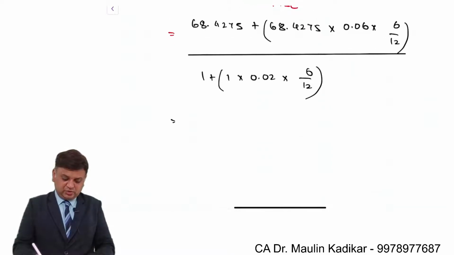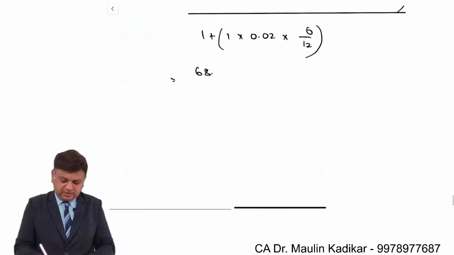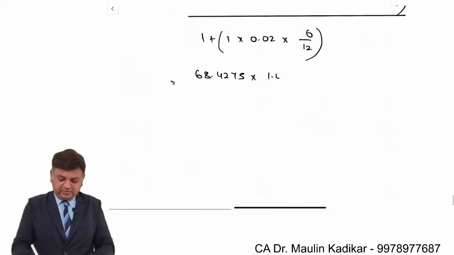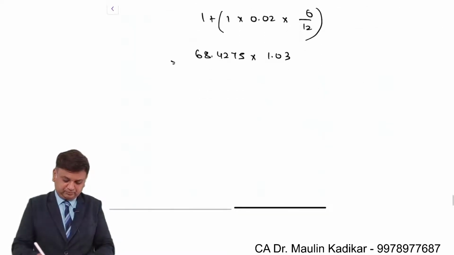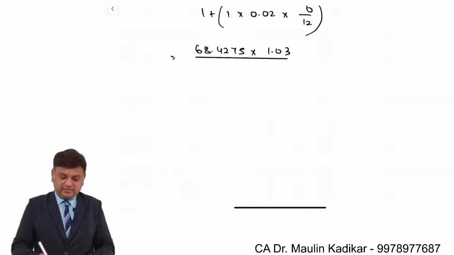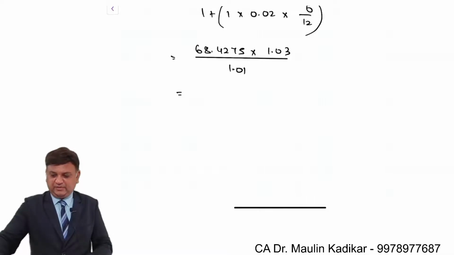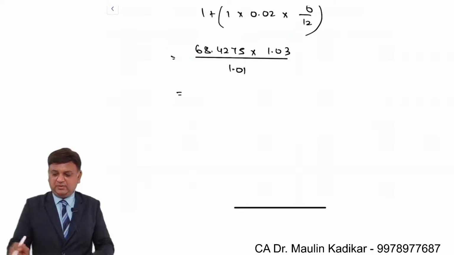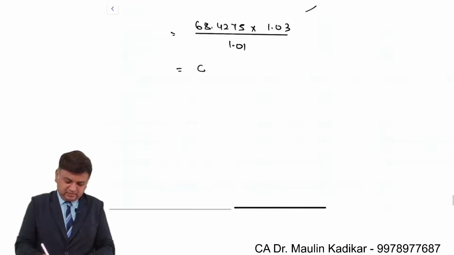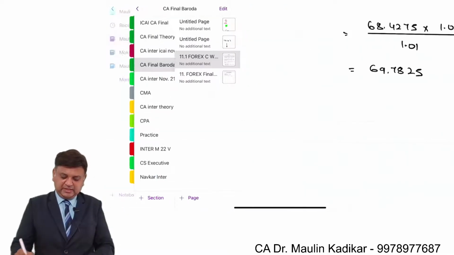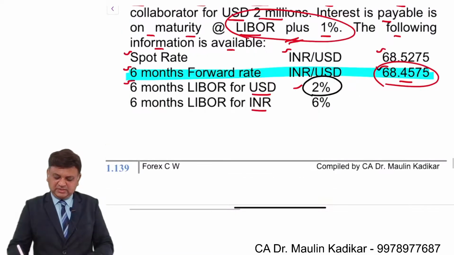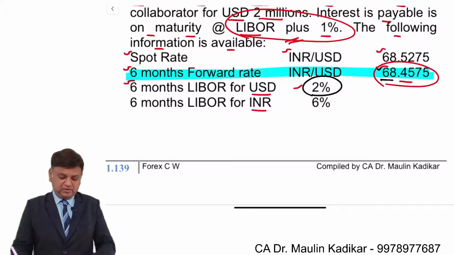So the final answer is going to be 68.4275 into 1.03 divided by 1.01. 68.4275 plus 3% divided by 1.01. 69.7825. 69 is apparently more than 68. So once again, the forward is better.